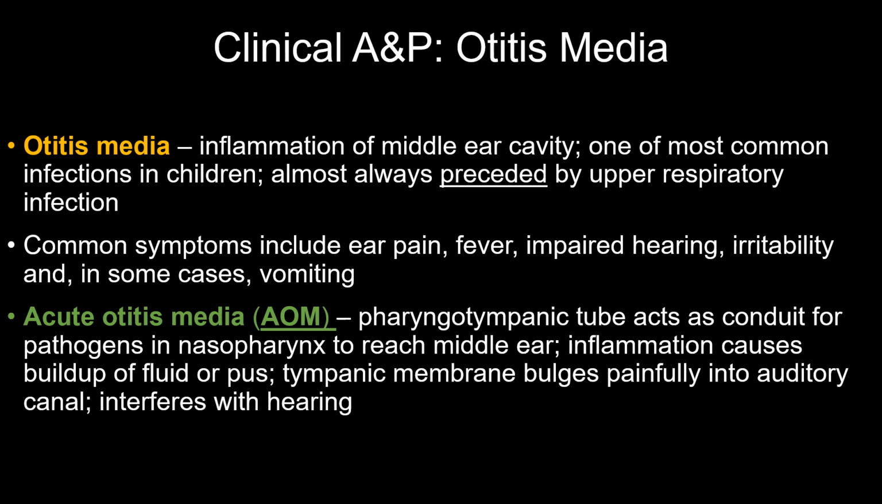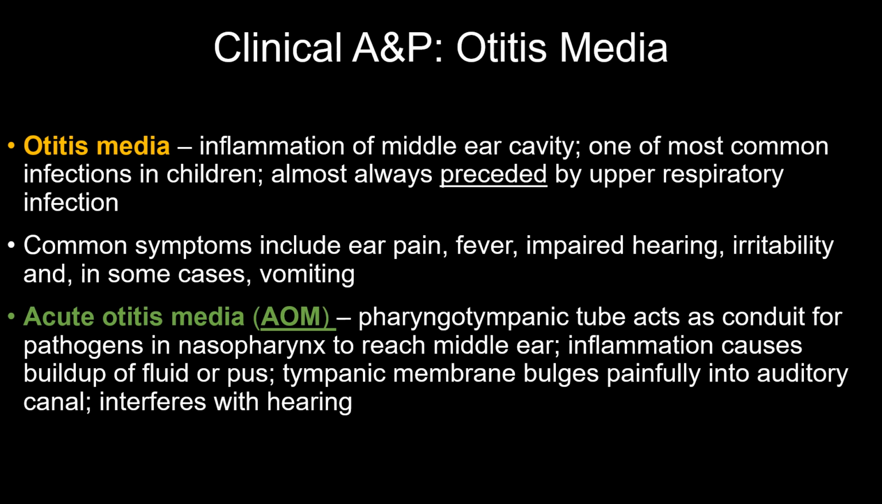And that bacterial or viral infection will make its way up the pharyngotympanic tube, and it will begin proliferating in the middle ear. Common symptoms include ear pain, fever, impaired hearing, and most of these patients are irritable, and they may in some cases be nauseous and have vomiting. And there are two different types of otitis media. There's acute otitis media, and then there's otitis media with effusion. And we'll talk about acute otitis media first.